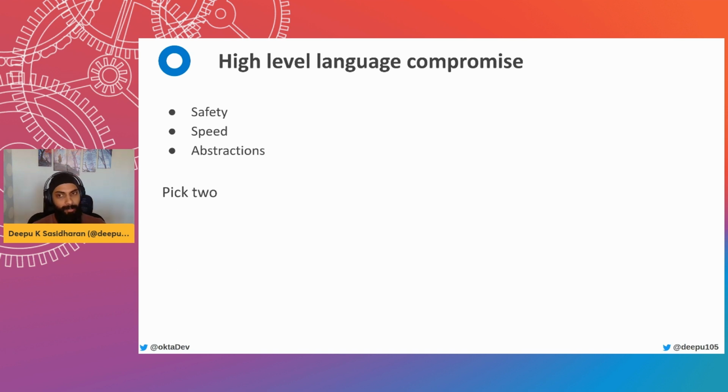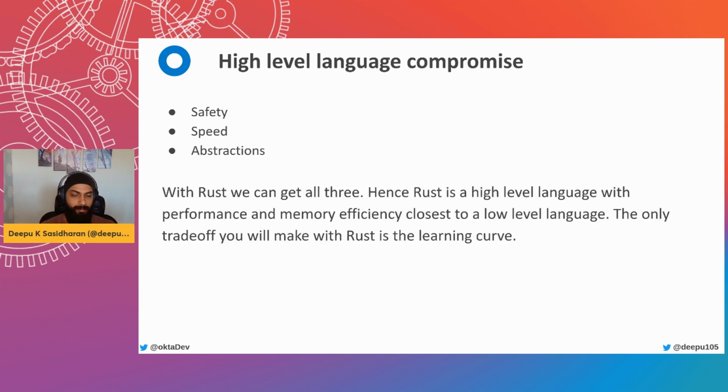If you take C++, you can get speed and abstractions, but not safety. If you take Java, you can take safety and maybe a little bit of speed, but probably no abstractions. And if you take Go, it's the same, right? That trade-off is not present with Rust, because you get safety, speed, and abstractions. You get all three, and you don't have to choose. So that's where I think Rust stands out among other languages.